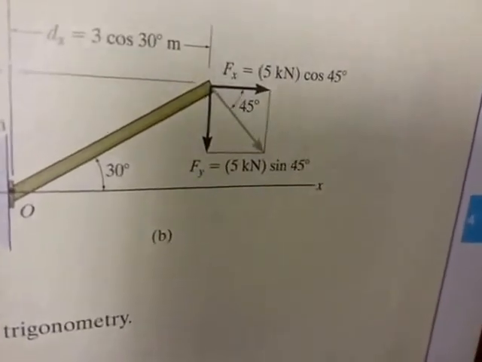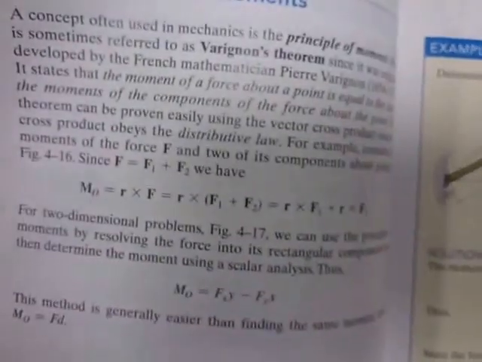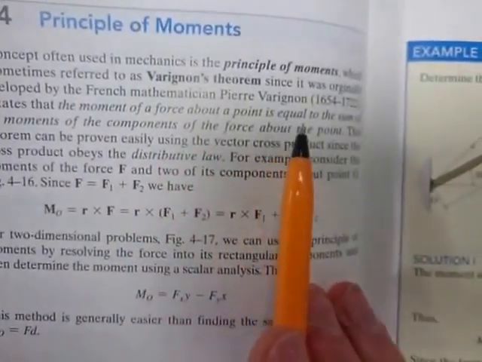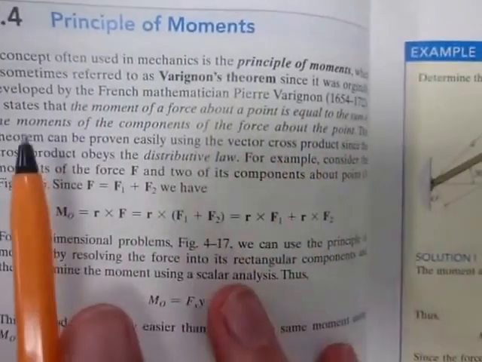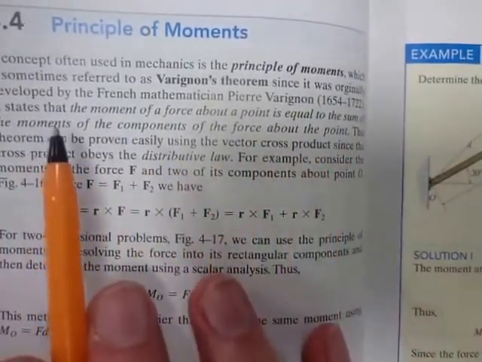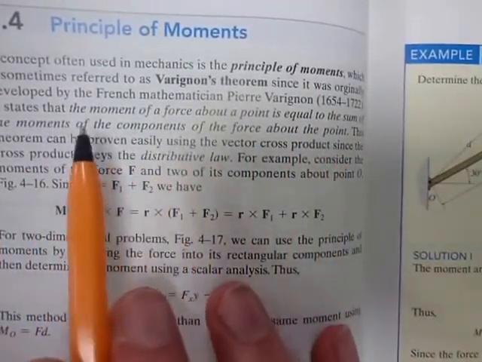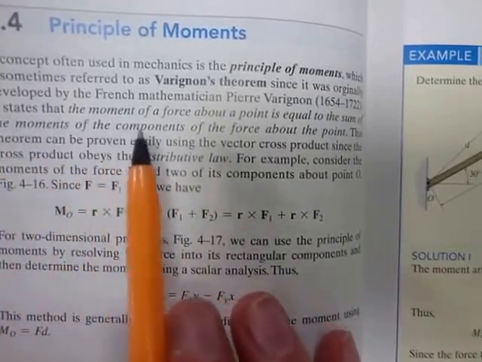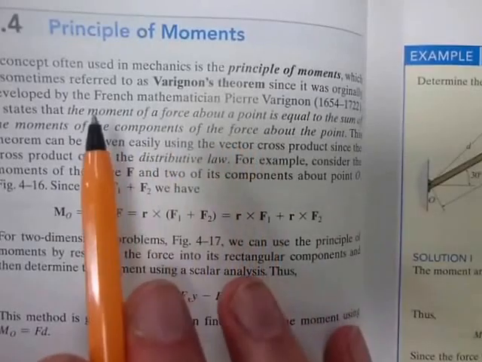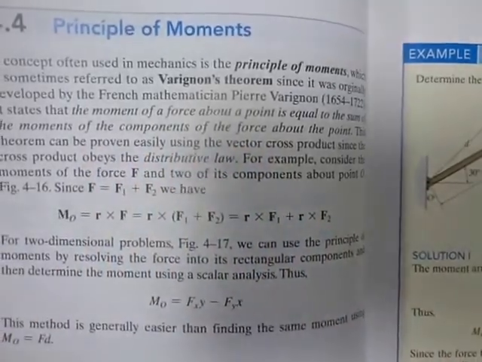Then what does Varignon's Theorem state? What does it state? The moment of a force about a point is equal to the sum of the moments of the components. The sum of the moments of the components. So we need to calculate the moment of each component and sum them up. And that will be equal to the moment of that force. Okay, I hope that's clear.